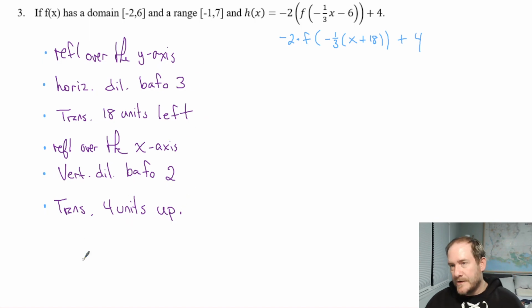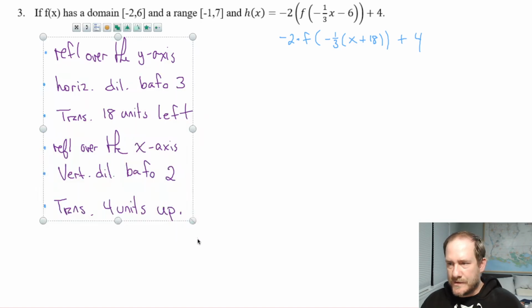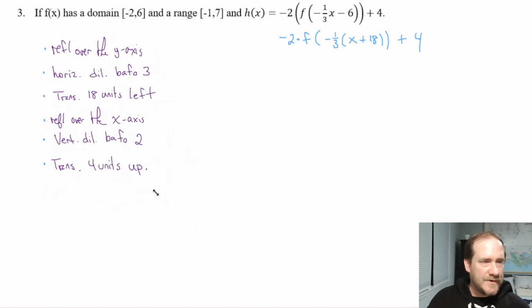All right, there it is. Just make sure you're able to do that. This should really be easy money on the quiz, is just describing these transformations. Okay, now let's apply those transformations to our domain and range.